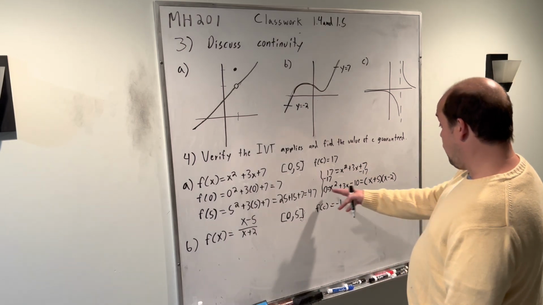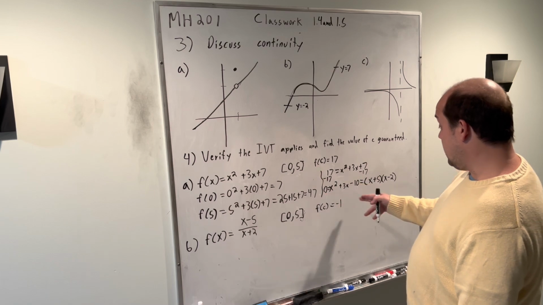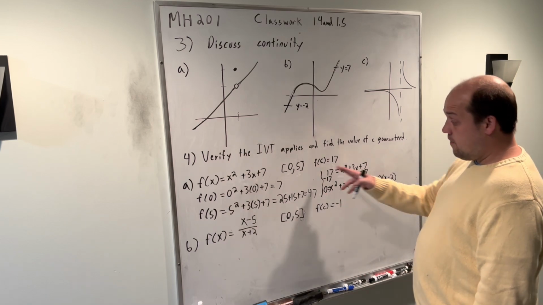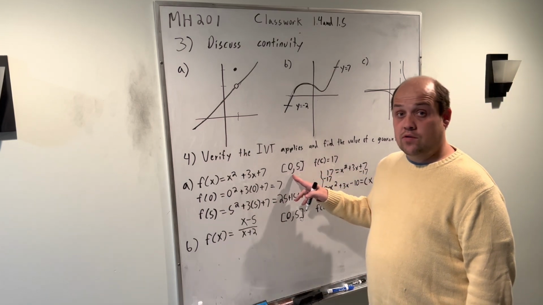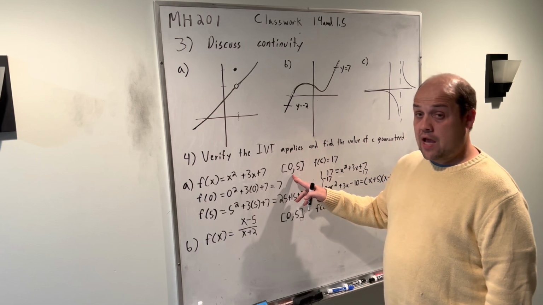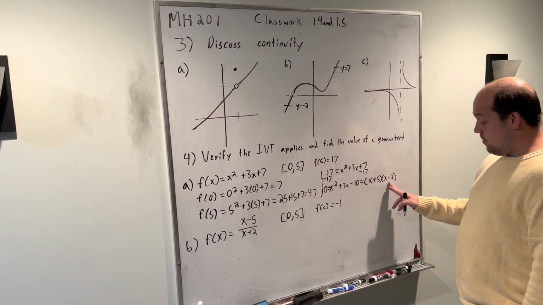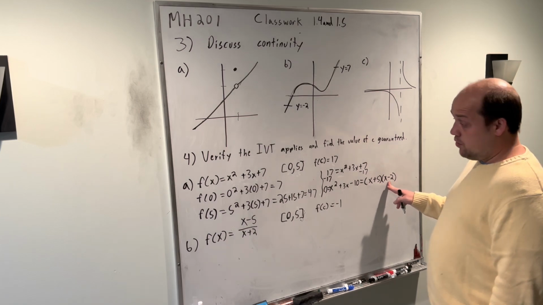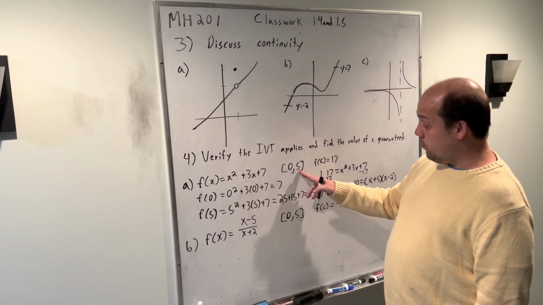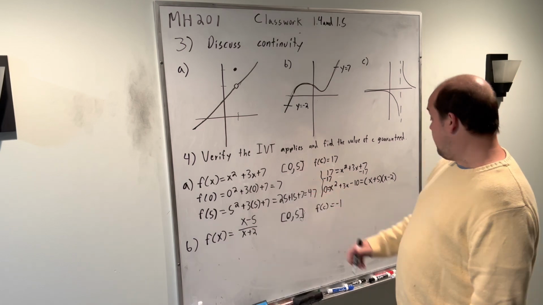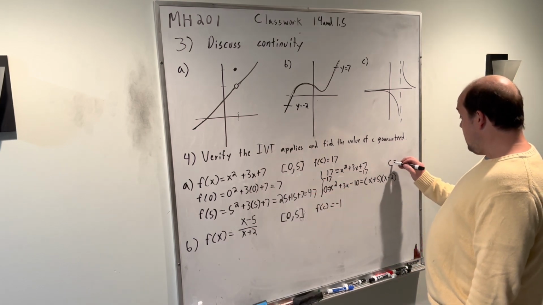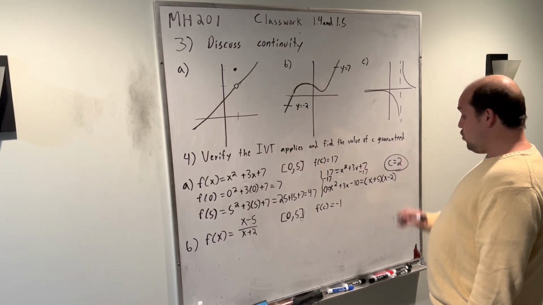The question is, what makes this 0? One thing that makes it 0 is -5, but that's outside of my interval. So that's not what was guaranteed by the IVT. As opposed to this factor, x minus 2, to make that 0, we need a positive 2. Positive 2 does fall between 0 and 5, which tells me that c must equal positive 2.